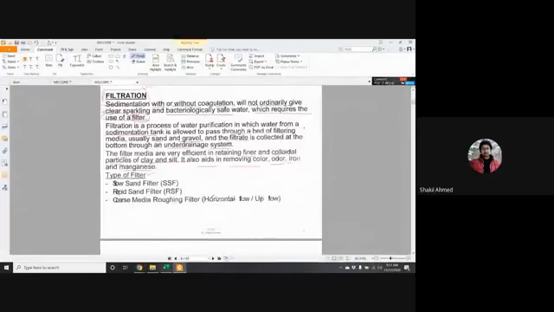I've just given you one example. There are numerous other examples. Types of filter: slow sand filter, rapid sand filter, coarse media roughing filter.